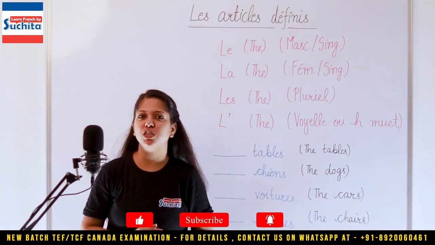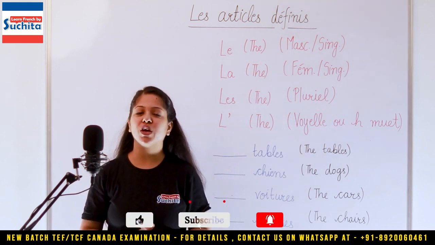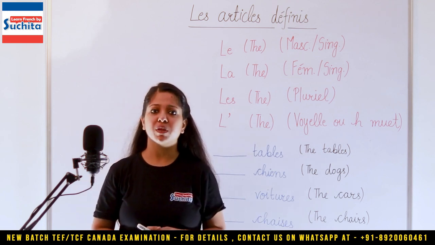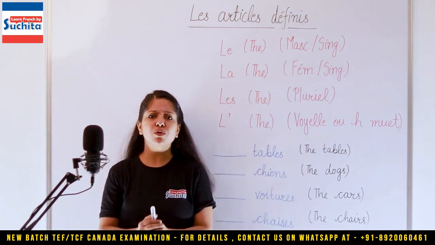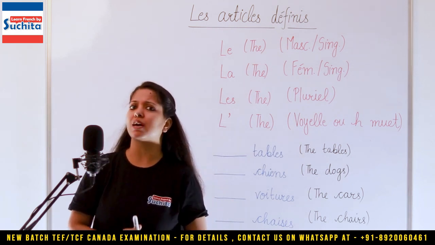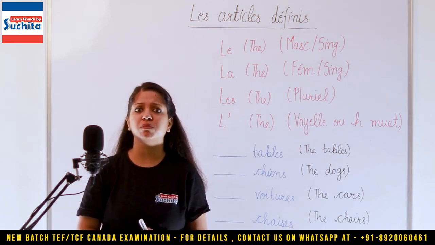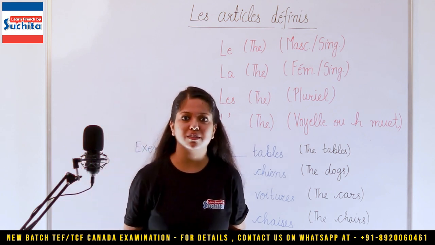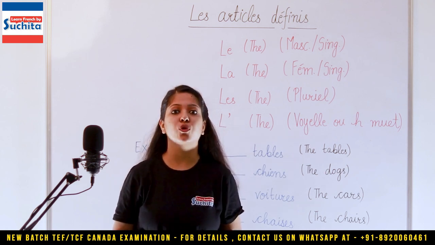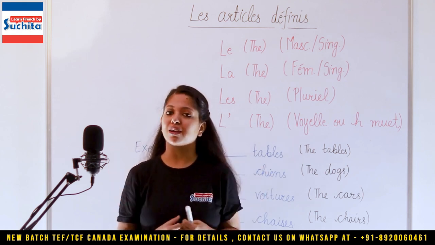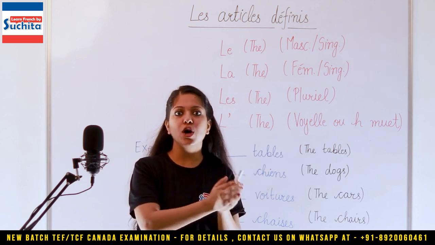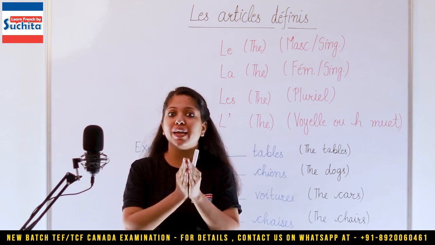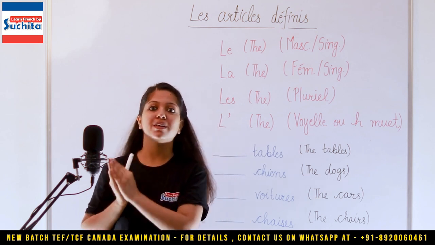Okay, so without any further ado, let's get into the video, and we are going to learn the definite articles in French. That means les articles définis. Before starting, I would like to know from you: how many definite articles do we have in English? Just reflect upon it. Of course, you just have one definite article in English, and that is the. You have three articles in English: a, an, the. But out of them, a and an are your indefinite articles, and the is your definite article.